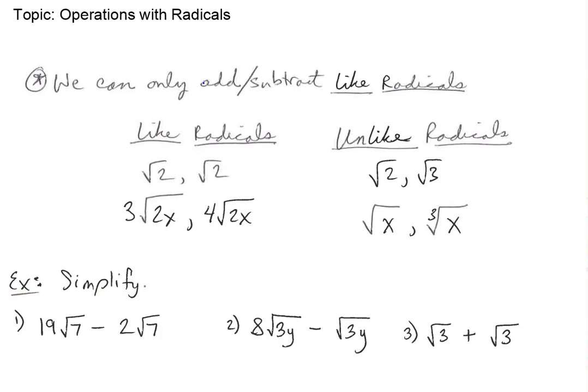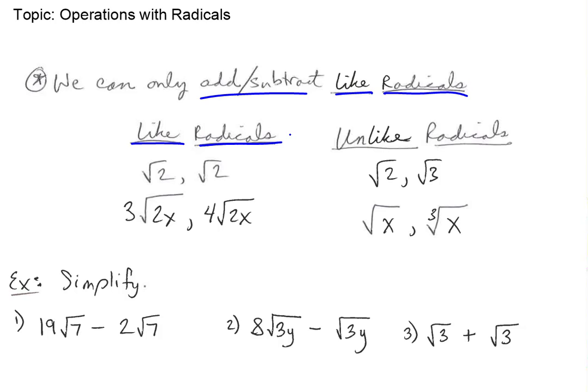We can only add or subtract what are called like radicals. Now, like radicals are kind of like terms, which we're used to for algebraic terms being added or subtracted. They have to be like. Well, in the same way, let's discuss how radicals can be like with some examples.